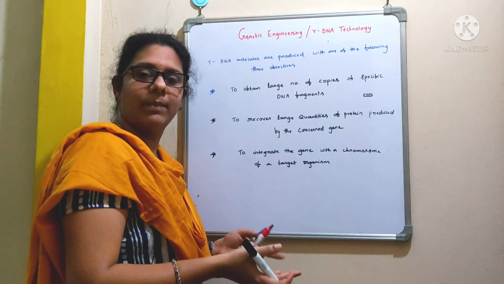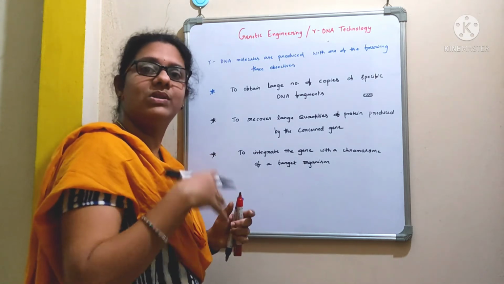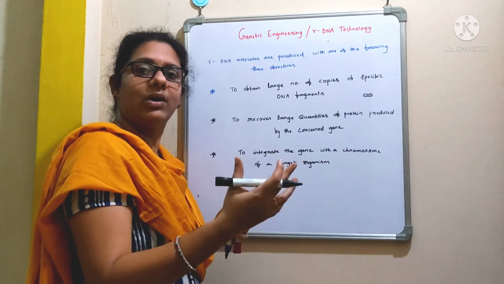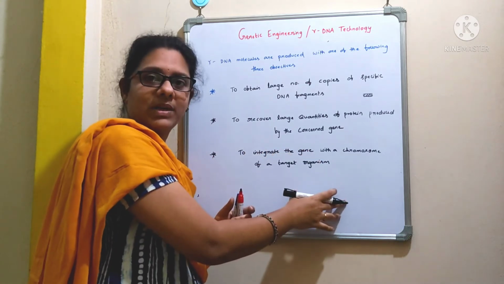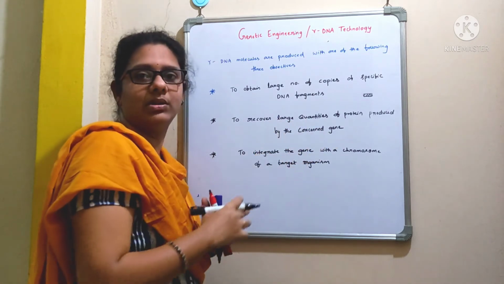Just now I gave you an example of how we cure genetic disorders. We are going to replace the defective gene with the correct gene, so that we make that gene express, and we are going to correct a particular genetic disorder in that patient.